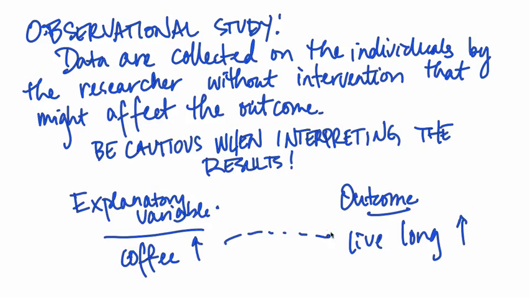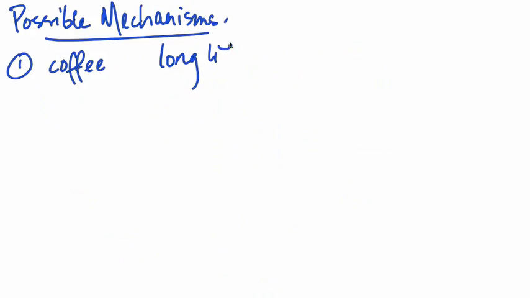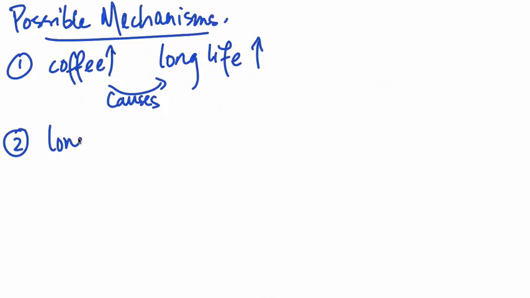Suppose the coffee drinkers tended to live longer, so there's a positive association. It may be tempting to say coffee causes long life, but there are other possible reasons why an association between coffee and longevity may have been observed. In observational studies, there are at least 5 mechanisms that could result in an observed association between the outcome and the explanatory variable. What we'd usually like to show is that changes in the explanatory variable cause the outcome to change. However, sometimes the outcome causes the explanatory variable to change.